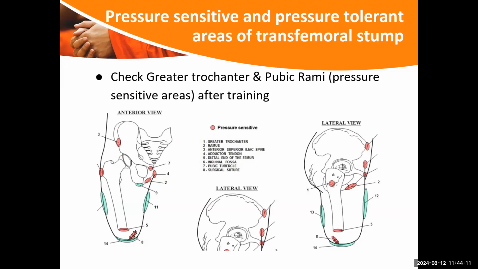Also, why do we need to check? Because sometimes there may be abrasion, especially for patients with a prosthesis not fitting well enough. There may be some relative movement of the stump and the prosthesis. Then there is some friction, and friction will cause abrasion.